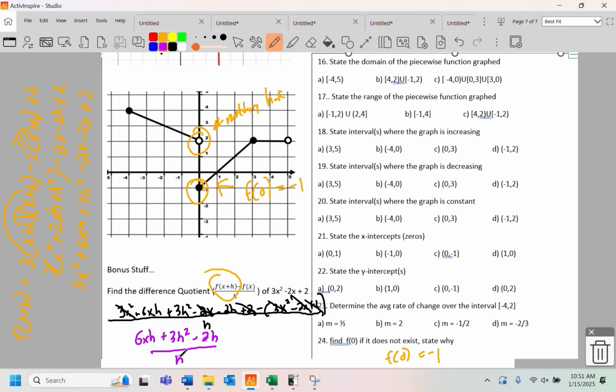1, 2, 3, 4 pieces of this fraction, they all contain an h, so I can divide it out of each piece. I'll have a 6x, because that h is gone, a minus a 2, because that h is gone, and only one of the h's disappears here, so plus 3h. That is the difference quotient, aka the derivative of that function.